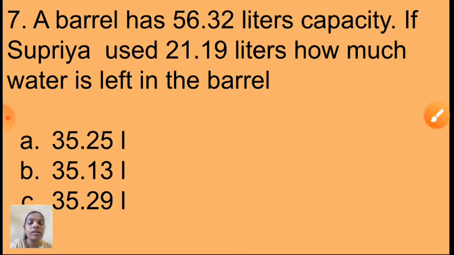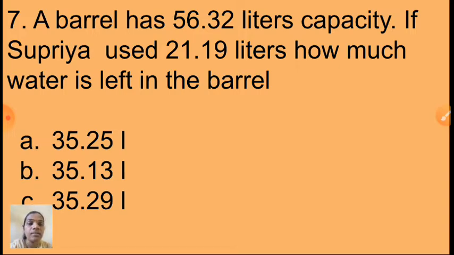See here children, next one is word problem. So children, word problem also you have to practice it, okay? And that word problem also may come. A barrel has 56.32 liters capacity. If Supriya used 21.19 liters, how much water is left in the barrel?